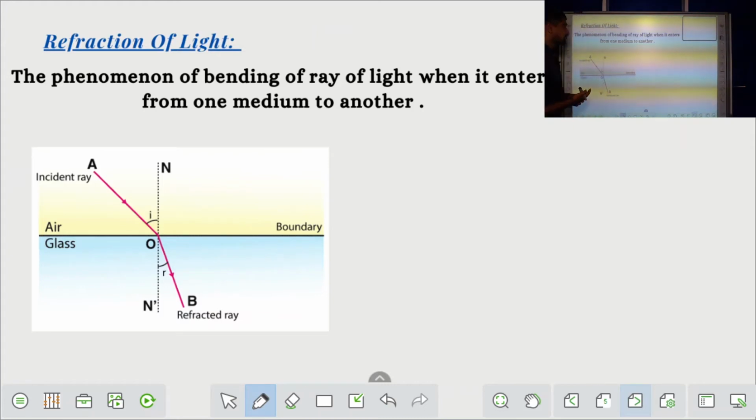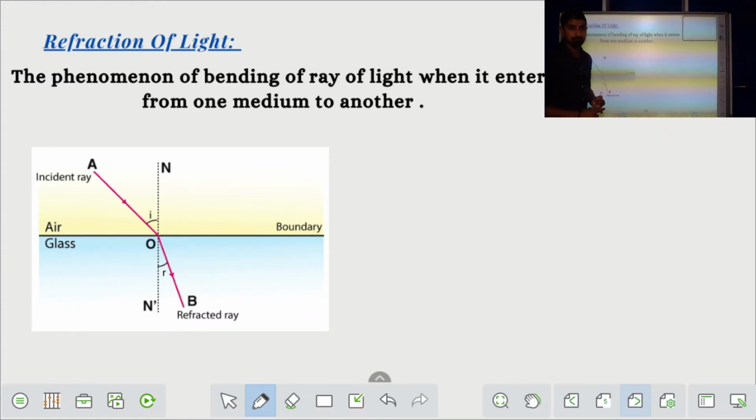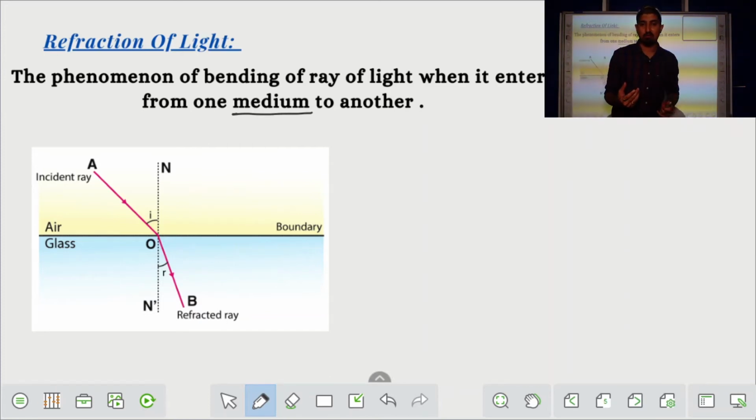Okay, now coming to refraction. Again, I'm telling you, reflection and refraction are very important for us to understand this chapter. So what is refraction? Refraction is nothing but the bending of a ray of light when it enters from one medium to another medium. Now here we have to understand what we mean by that medium.